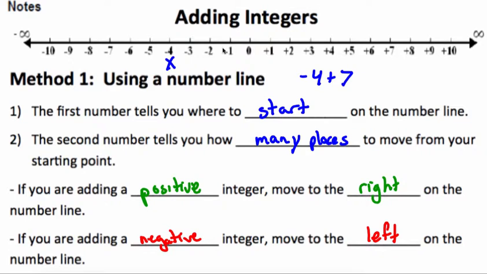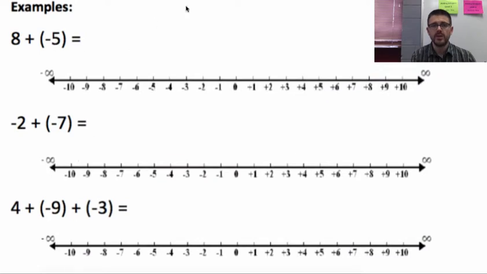So here's what that's going to look like. Here I start at -4. I'm adding a positive 7. So I'm going to move 7 places to the right. Wherever I end up, that's going to be my answer. So let's see that in action.